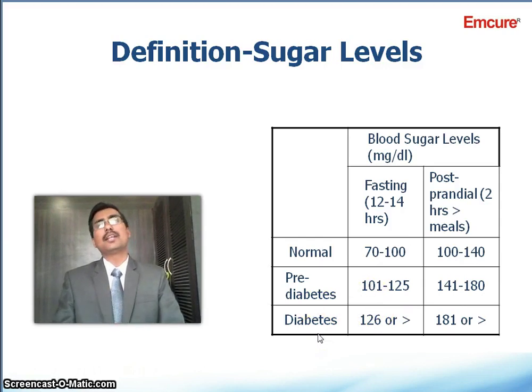Now, these values are very important and we need to remember them, because these values will help us when we do a diabetic camp. These values will help us to tell the doctor whether the person is a normal or pre-diabetic or diabetic patient.